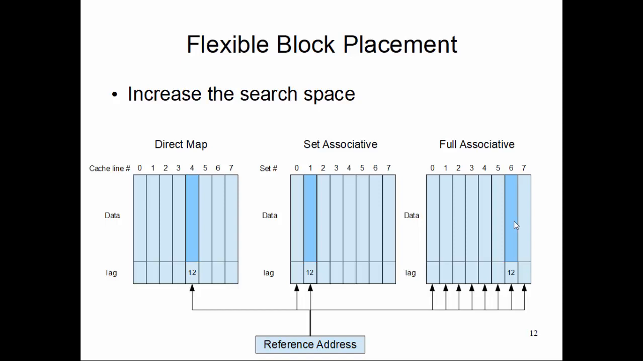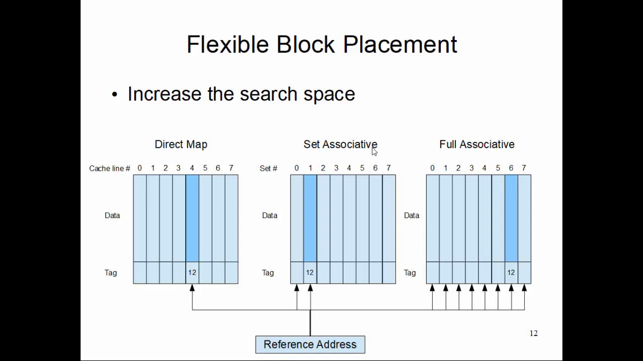So it basically increases the search space. So far we studied what we call a direct map. One block address or reference address is mapped to only one specific cache line. Now the approach we can take is set associative. Maybe it is not only one cache line, maybe two cache lines. That is set associative, and we say it is two-way associative or four-way associative.